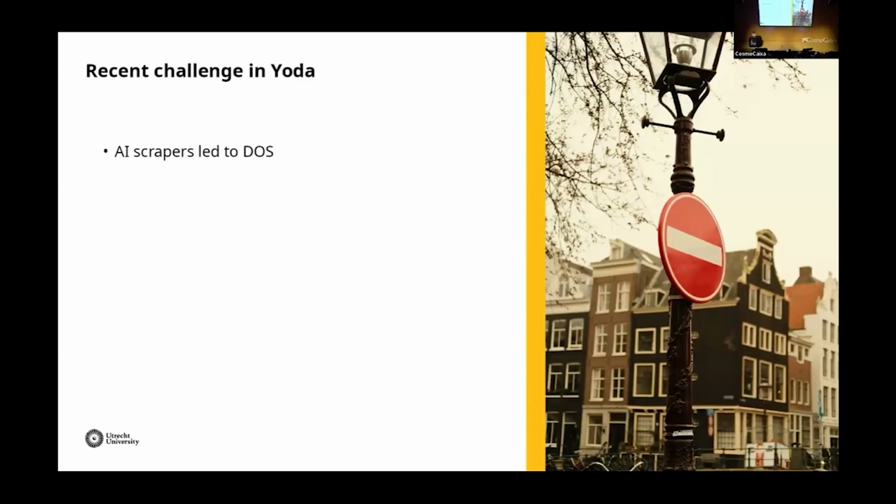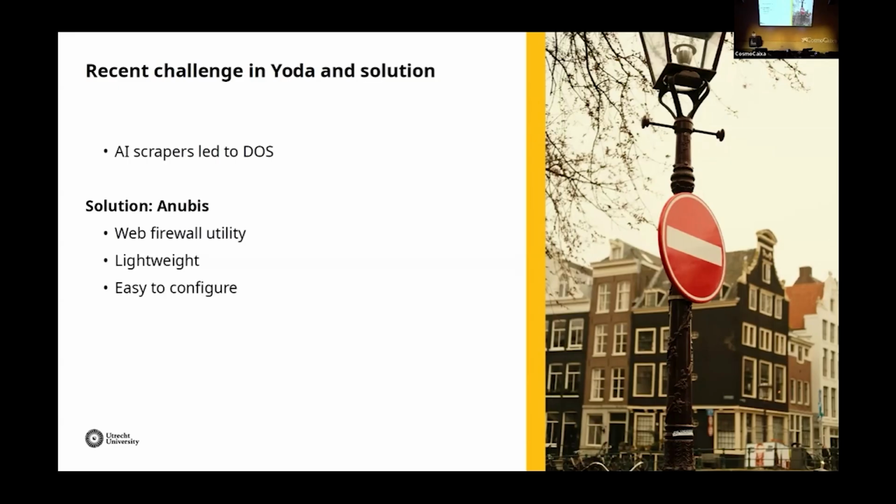So the recent challenge that we faced in Yoda is we got a lot of Davrods anonymous requests. We figured out it was AI scrapers that led to denial of service. So we looked for solutions for that, and open source solutions. And so we found Anubis.